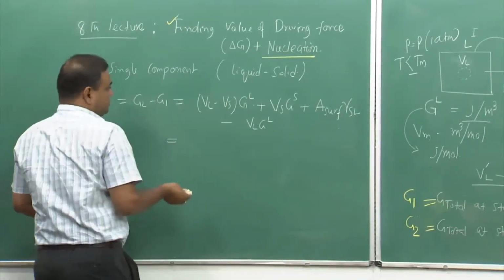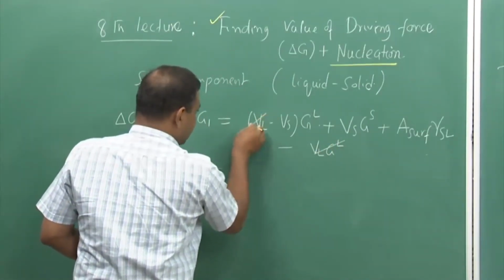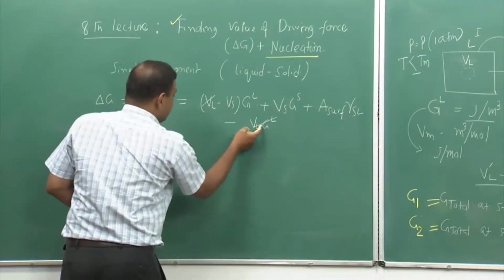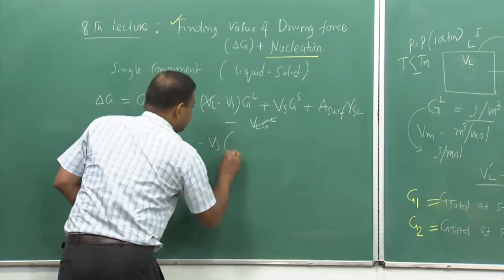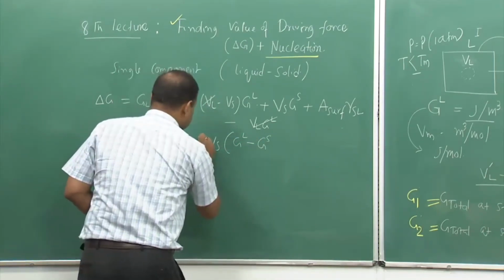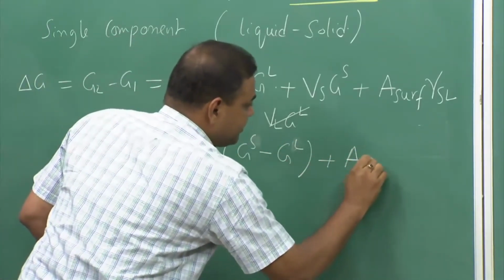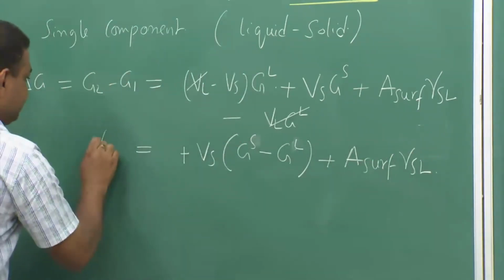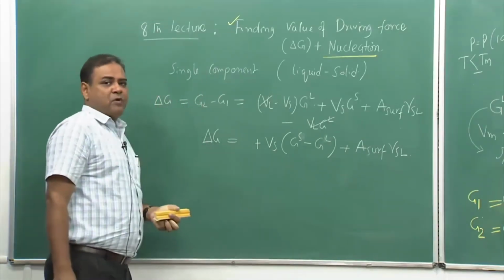So, then I would see that this term and this term go out. Now, this term and this term go out. So, I would be left with Vs (Gs minus GL) plus A surf gamma SL. So, this is del G of this. So, now this is a very, very important expression.